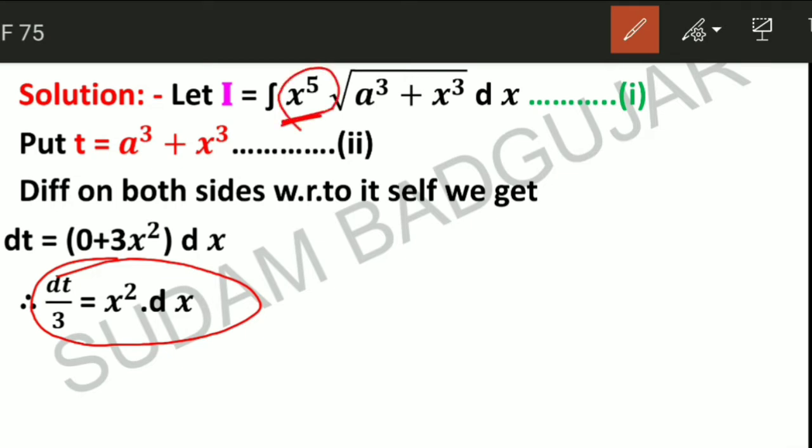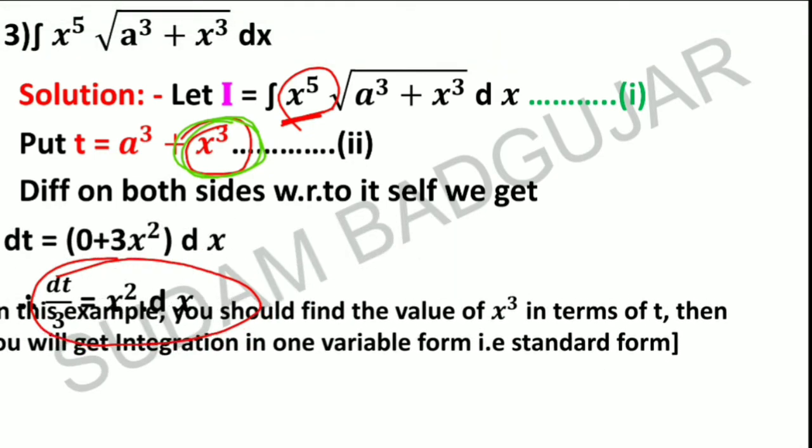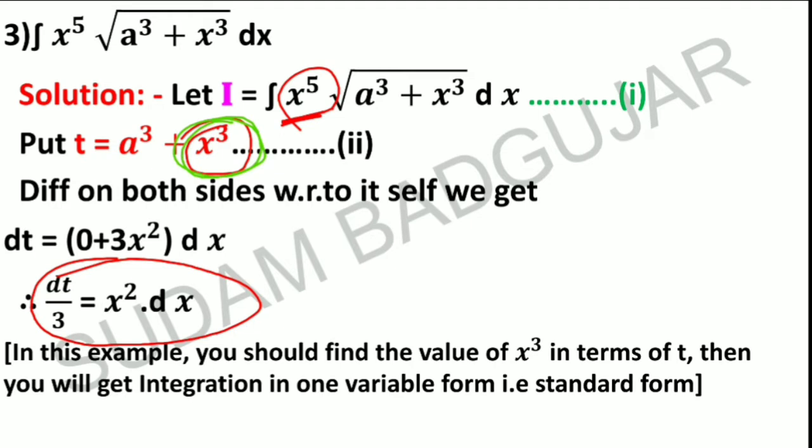Why x cube? Because in the substitution, x cube is there, so x cube goes into some other form. What is that other form? That is the dt form. Again you have to find out the value of x cube in terms of the new variable t. So you will get integration of one variable, then you have to apply the standard formula.